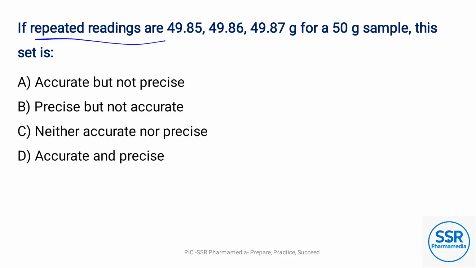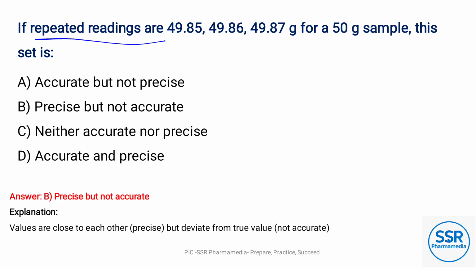If repeated readings are 49.85, 49.86, 49.87 gram for 50 gram of sample, so the answer is option B, precise but not accurate. So you see among all the options, option A, accurate but not precise, is wrong. Precise but not accurate is the right answer.